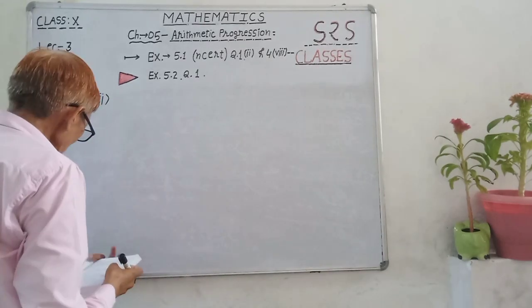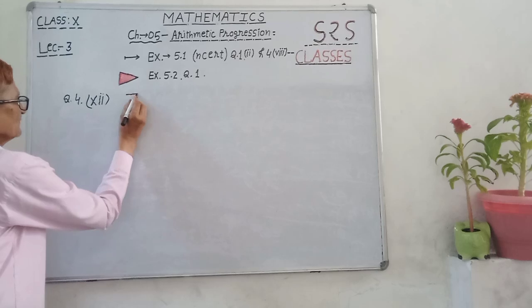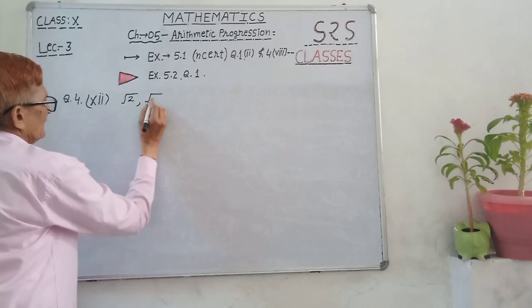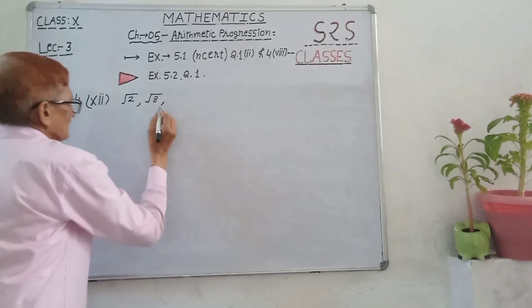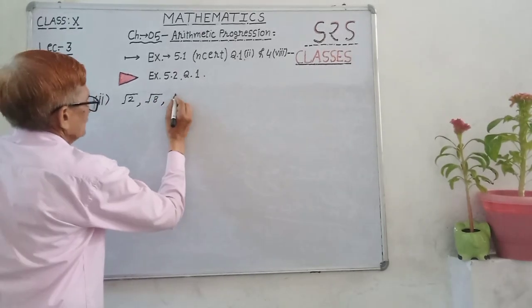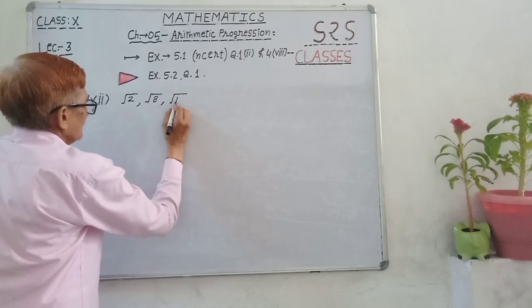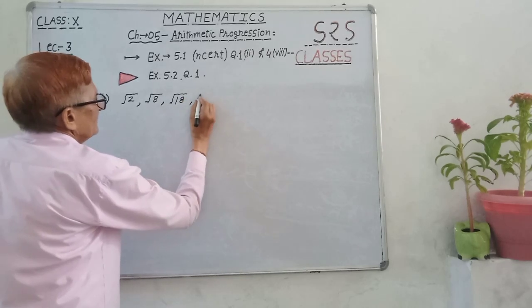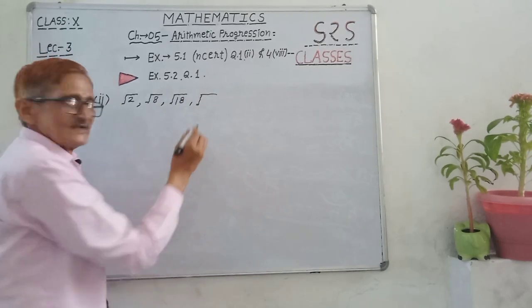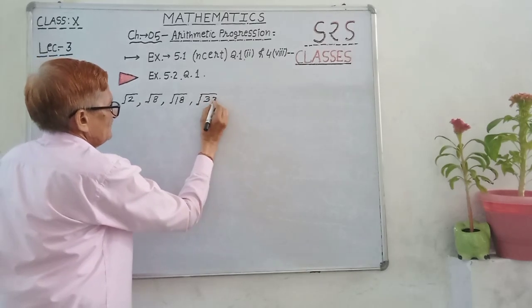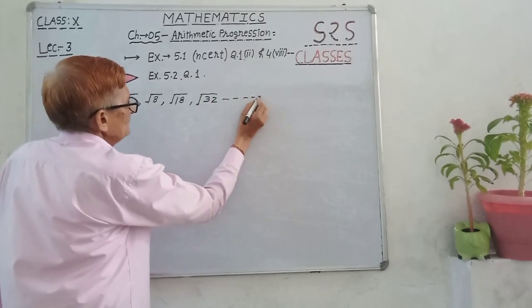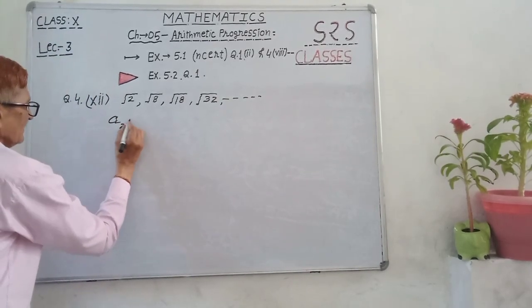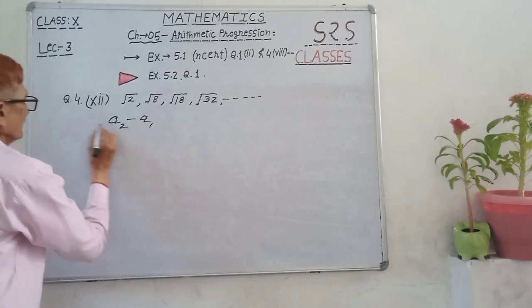Okay, now 12 part is root 2, root 8, root 18, root 32, and so on. Okay, this given. Now check a2 minus a1.